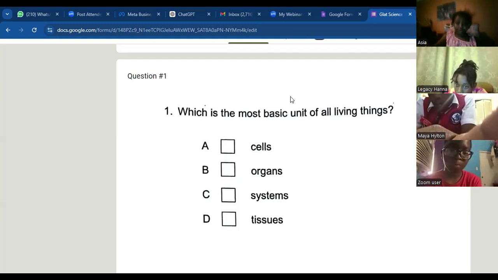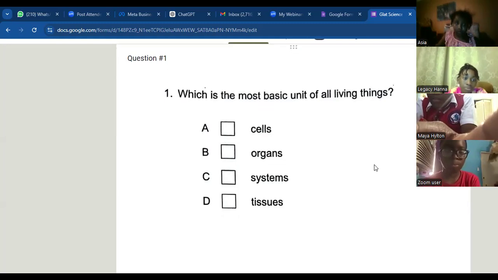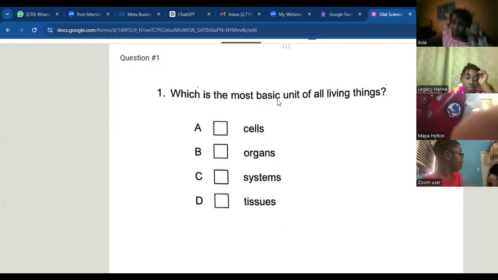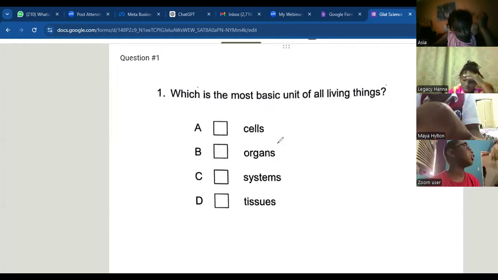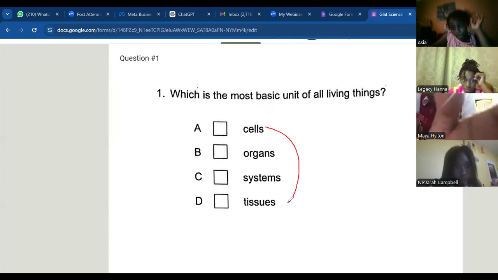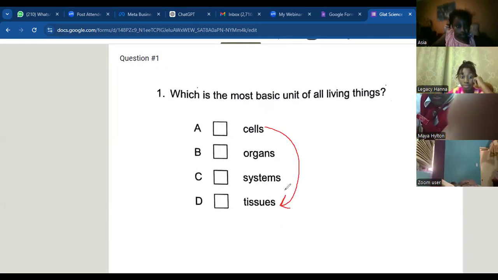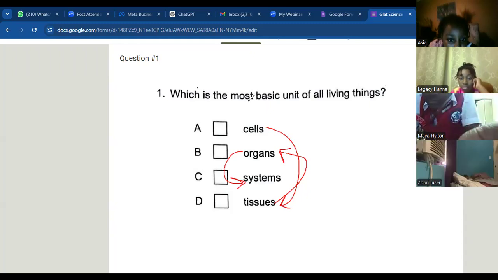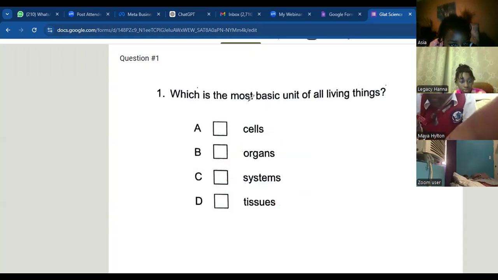Good. What answer did you all put? Cells. Cells is the most basic unit of all living things. And remember I told you all that a group of cells made together gives us tissues. A group of tissues gives us what? Organs. And a group of organs gives us what? Systems. So it's all like a sequence. Yeah, exactly. Good point. They're all needed for each other. Yeah, most definitely. Okay, so let's move on to the next question.